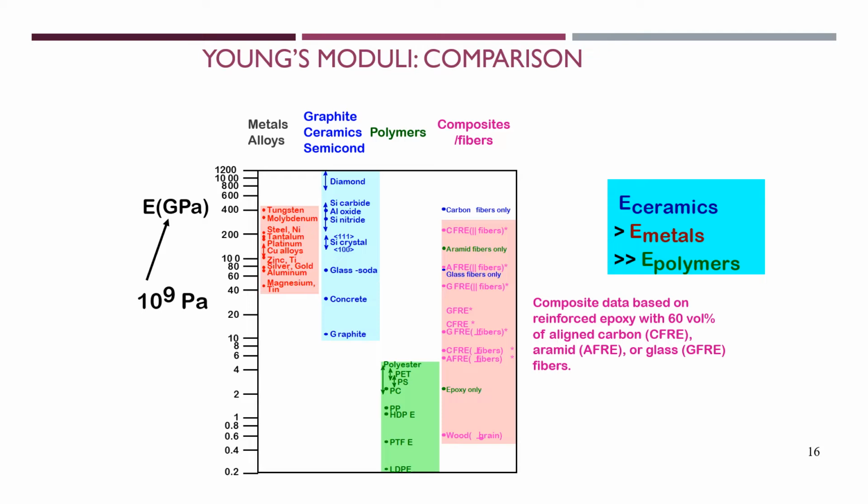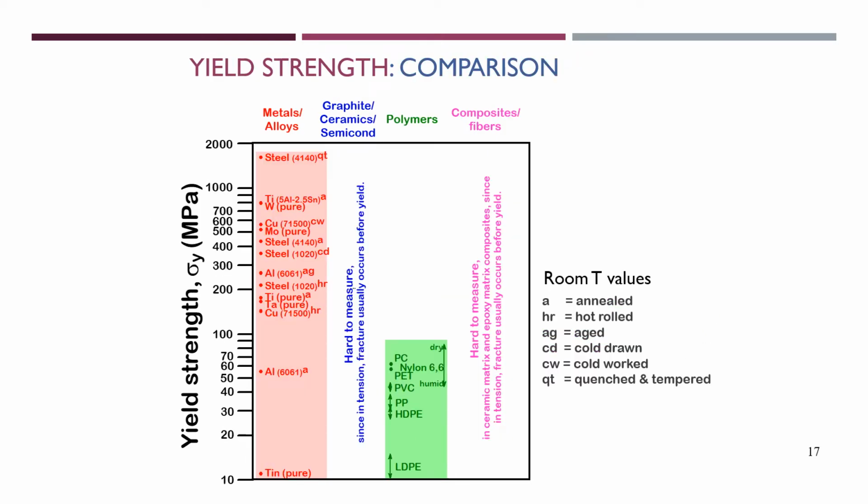Here is the Young's modulus comparison of metal, ceramic, graphite, polymer, and composite. As you can see, ceramic has a higher modulus compared to metal, and polymer has the lowest modulus compared to all other materials. Here are the yield strengths of all materials such as metal, graphite, ceramic, semiconductors, polymers, and composite.